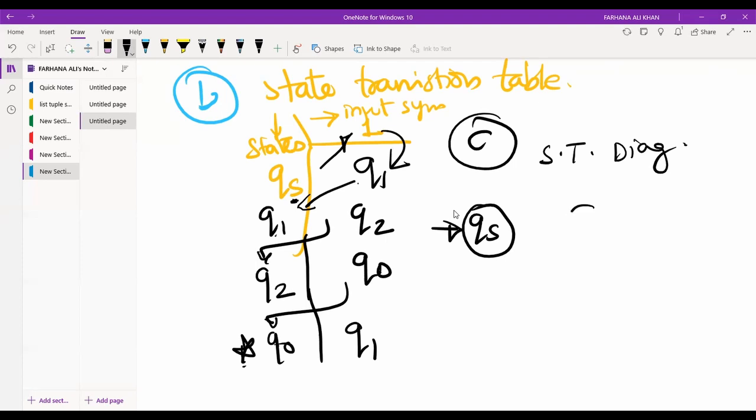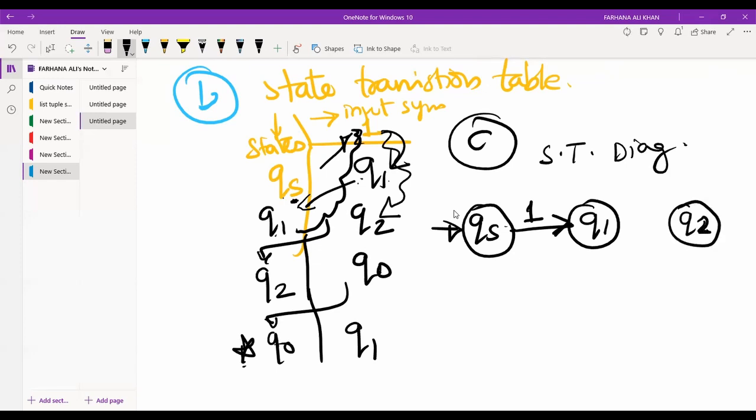So the resultant state that we have to draw by putting a circle, name that circle as Q1, and we have to draw an arrow from QS to Q1, and write the symbol on it. Now from Q1, where is it going? Q1 on 1 goes to Q2. So the resultant state is Q2, which we draw by putting a circle and naming it Q2. And we connect Q1 to Q2 with the symbol 1.